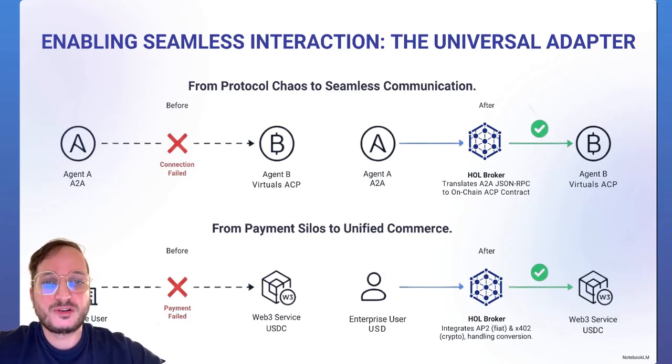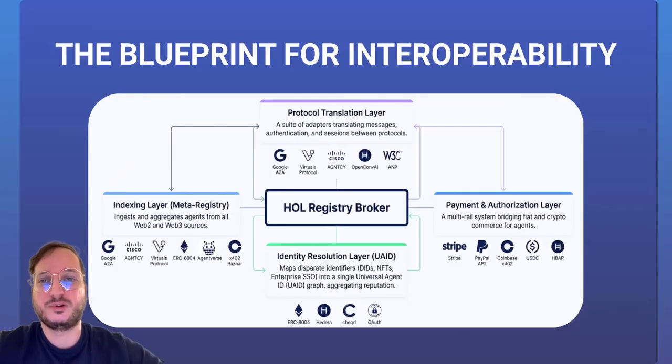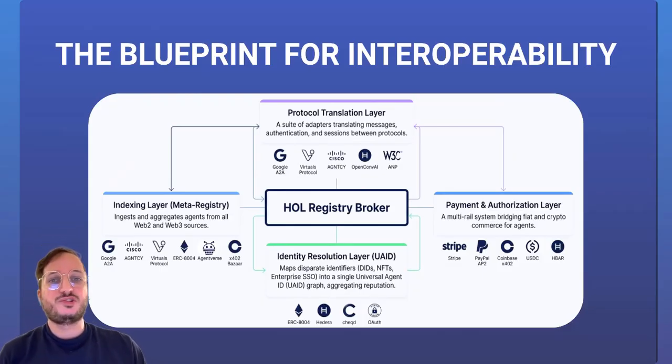Through the registry broker, you can have an A2A agent talk to an ACP agent on Virtuals. You could pay USD to a crypto accepting agent that's based in some other sovereign region. That is the power of the registry broker, which is essentially a blueprint for interoperability. Registry brokers, what they do is they scan for agents all across the planet. They pull them down from the different registries, the communication protocols that they support.